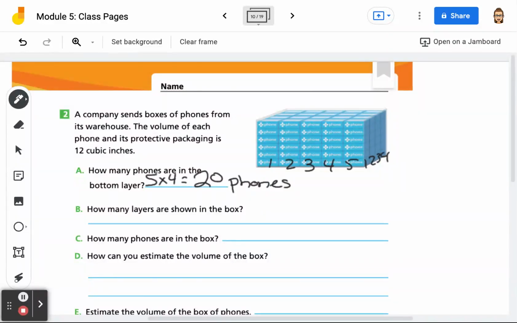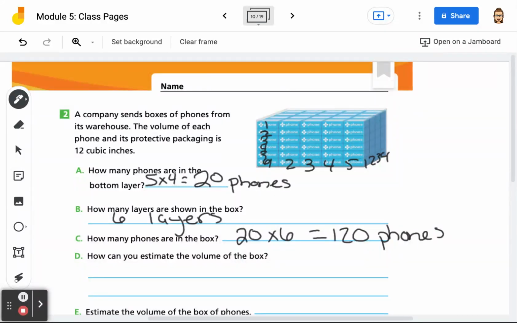Then how many layers are shown in the box? So we have 1, 2, 3, 4, 5, 6. So we have 6 layers. How many phones are in the box? Well, we multiply 20 times 6. And I know that 6 times 2 is 12, and then I can just add my 0. So 120 phones.